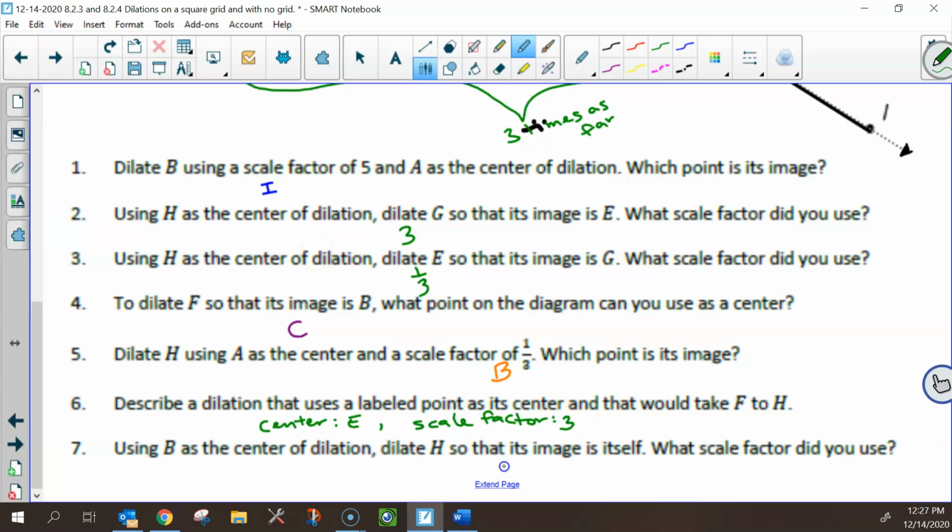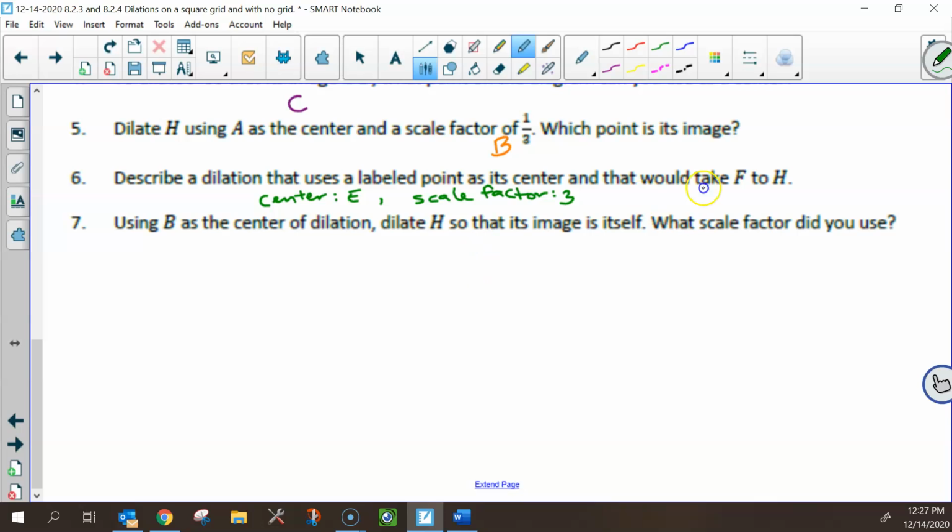And the last one, using B as the center of dilation, dilate H so that its image is itself. What scale factor did you use? Well, that would have to be a scale factor of, do you know it, Xander? Nope, it's asking what scale factor did you use. So it should be a number. Landis? What scale factor did you use?